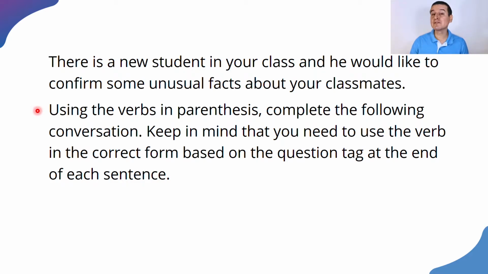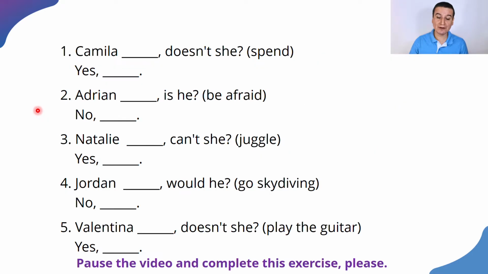As you can see, let's make sure that you understand the vocabulary in the activity. We have Camila, Adrian, Natalie, Jordan, Valentina. But actually, the idea is that you picture information about your classmates, that you think of your classmates when you answer these questions, and you may think about things that they would do in order for you to complete these conversations. All right? So the verbs that I'm giving you are spend, to spend money, to use money, to buy things. Be afraid, that's be, so you may have to use a conjugated form of be.